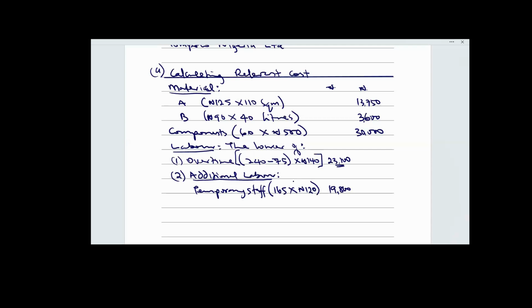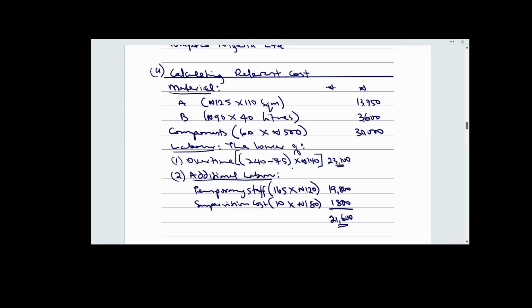You are also told that, in addition to the temporary staff, there will be supervision because the temporary staff are not experienced. So you need supervision. Supervision cost of 10 hours. The supervisor will spend 10 hours at what price? 180 naira, paid at overtime. 10 hours multiplied by 180 is 1,800. Add the two together. What do you have there? 21,600. That's the total additional labor cost that will be incurred.